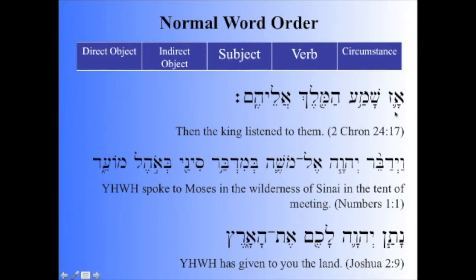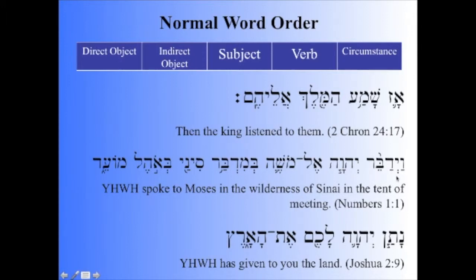So in this example, az, then, sets the circumstance. Shama, the verb, hamelech, the subject, and then the indirect object. Then the king listened to them. So in your translation, you have to move the words around to be in correct English order.